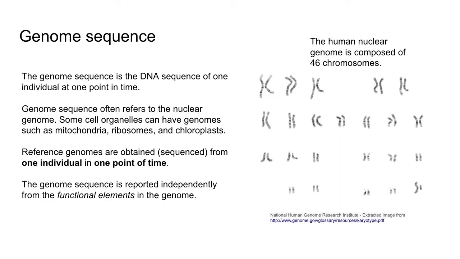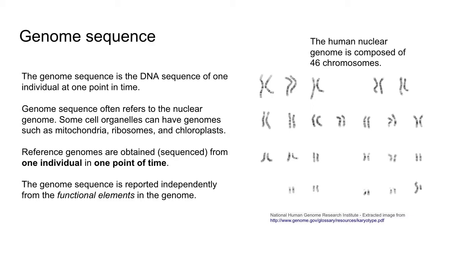I will start with some basics on the genome sequence. So to make sure we are on the same page, this example here on the right side shows the chromosomes of the human genome. There are 46 chromosomes. And so if you would determine the DNA sequence of the human genome, you would basically determine the DNA sequence of these 46 chromosomes individually.